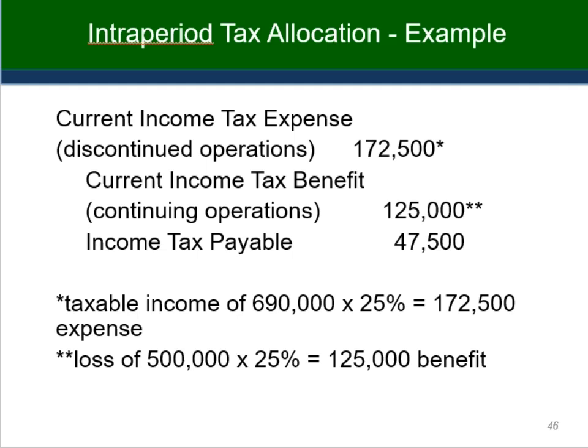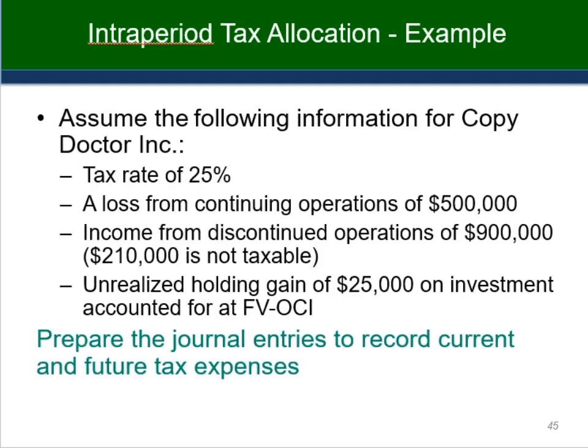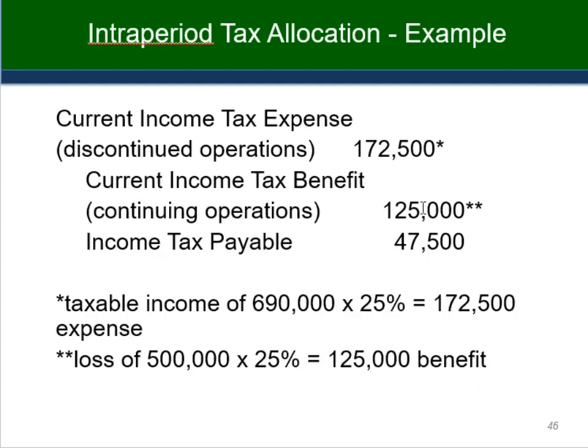The current income tax benefit on continuing operations is a loss of $500,000 times 25%, a $125,000 benefit. So once again, going back here, we have a loss from continuing operations of $500,000. That's what's referred to there. So the net income tax payable amount is $47,500. That's the check that we will have to be writing to the government at the time we actually pay it.